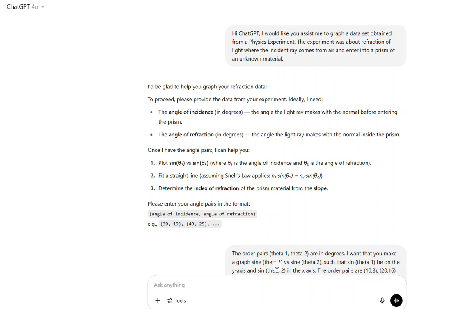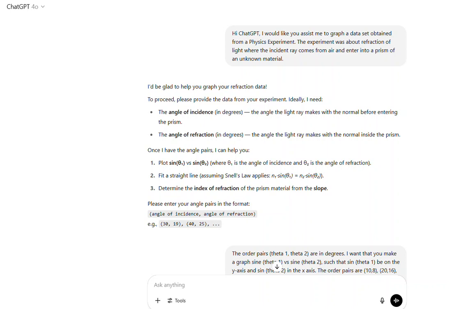Well, of course, ChatGPT, very polite, said, "I would be glad to help you graph your refraction data. To proceed, please provide the data from your experiment. Ideally, I need the angle of incidence in degrees, so the angle the light ray makes with the normal before entering the prism, and the angle of refraction in degrees, so the angle the light ray makes with the normal inside the prism. Once I have the angle pairs, I can help you."